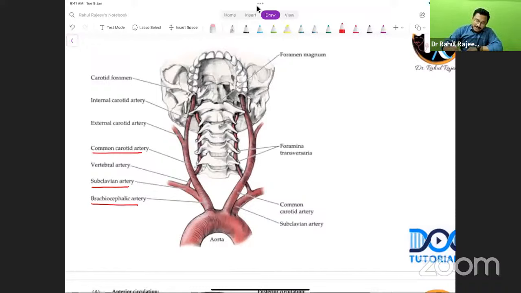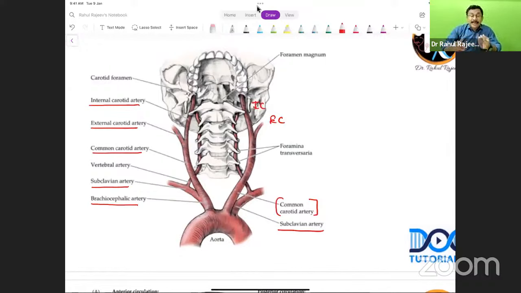Then you have the common carotid artery dividing into internal carotid and external carotid. On the left side, rather than a single brachiocephalic trunk, there are separate branches of common carotid artery and subclavian artery. Almost the same as the other side, the only thing is that there is no common brachiocephalic trunk. And here you can see common carotid dividing into internal carotid and external carotid. Now tell me, is it internal carotid or external carotid that mainly supplies the brain?